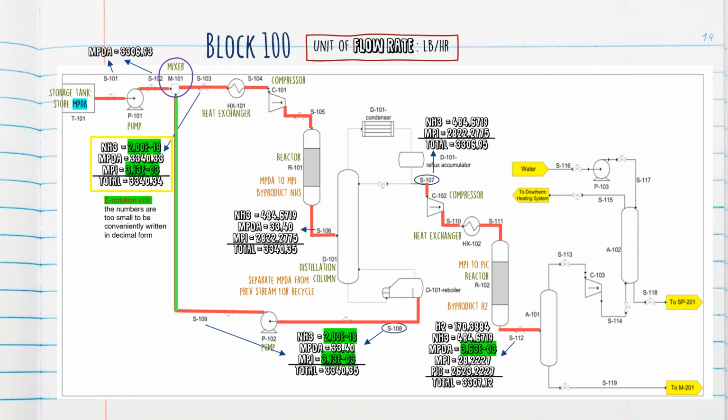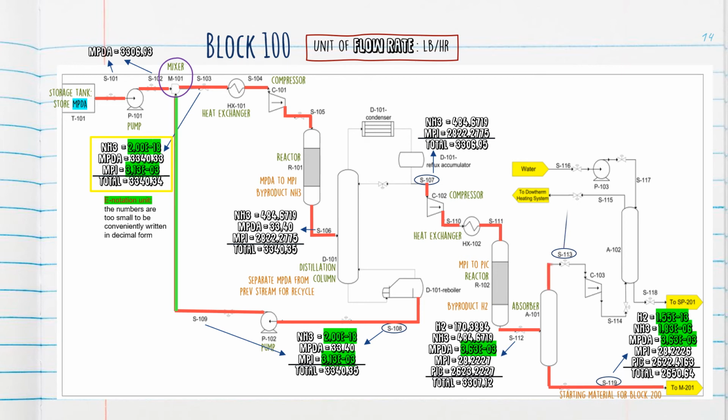Next, the stream S112 will enter the absorber that will separate hydrogen and also ammonia from the stream. That's why we can see it will be divided into S113 and S119. And we can see at stream S119, the flow rate that is visible is only MPI and also PIC, because hydrogen and ammonia have already been separated and go through stream S113. So this stream will be used as a material for block 200.